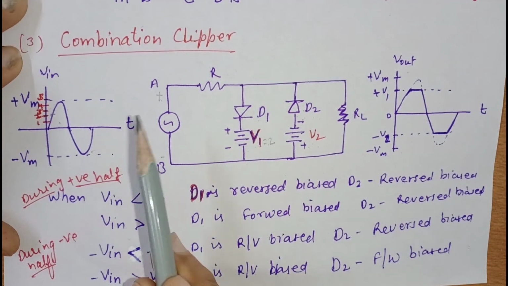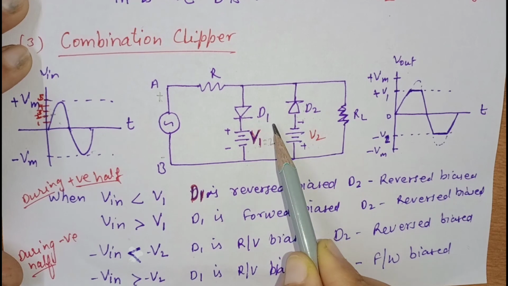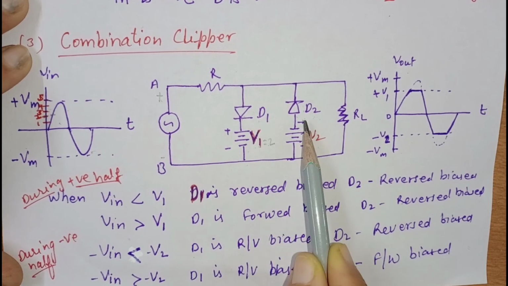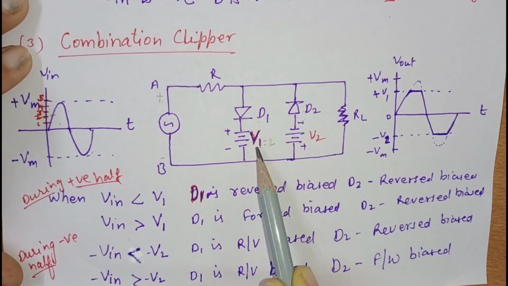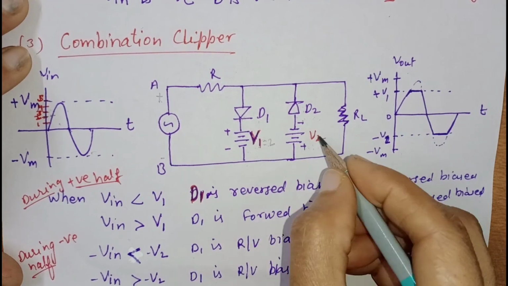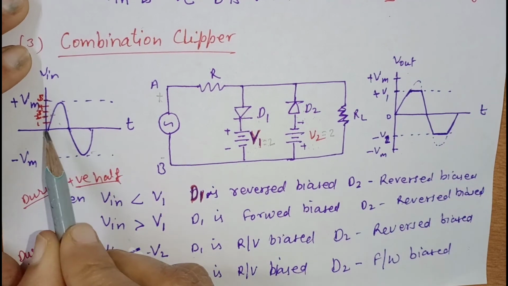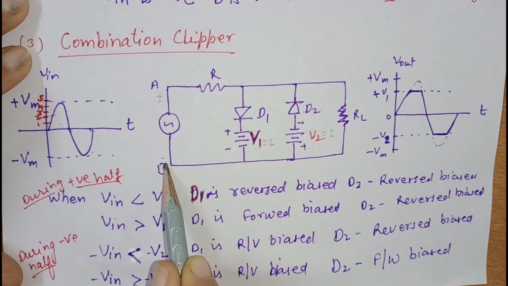Now we will consider the combination clipper. In case of a combination clipper, we will use two diodes, diode D1 and diode D2, and we have biased these two diodes by using these batteries V1 and V2. Let this be equal to 2 volt and this is also equal to 2 volt. So during the positive half cycle, A is positive with respect to B.